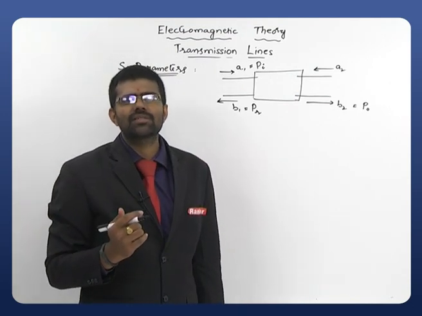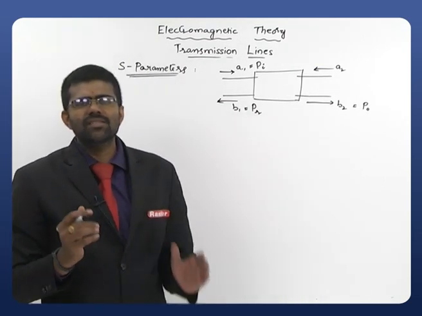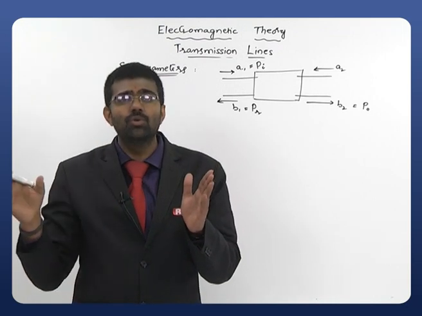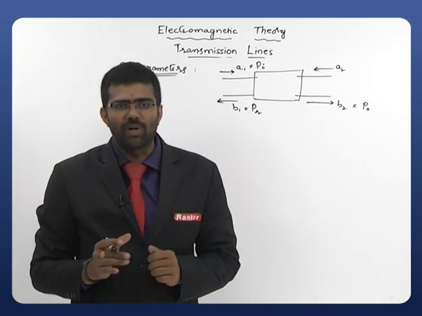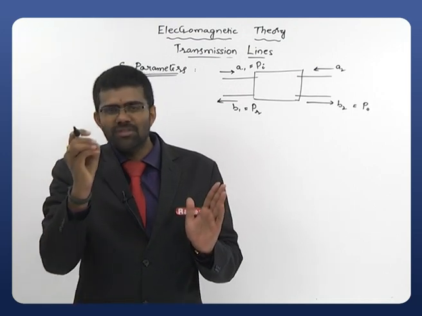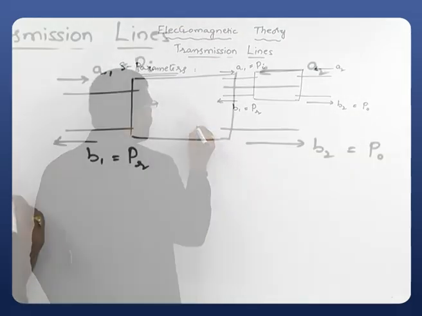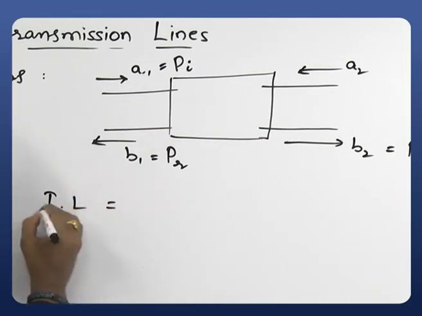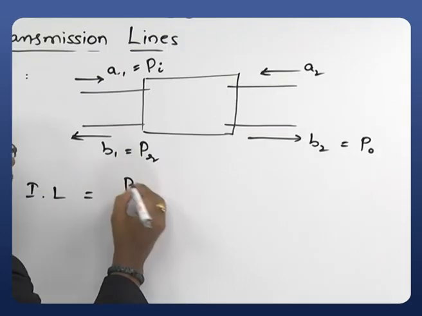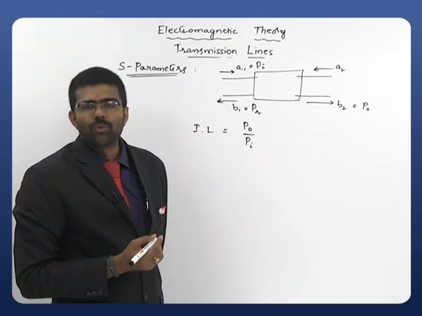The first one we are discussing is the insertion loss. How is the insertion loss defined? Insertion loss is nothing but how much power is inserted into port 2 when the power is applied at port 1. The process of insertion to port 2 when it is applied at port 1. In short, I am writing the insertion loss as IL. Insertion loss can be taken as P output divided by P input.